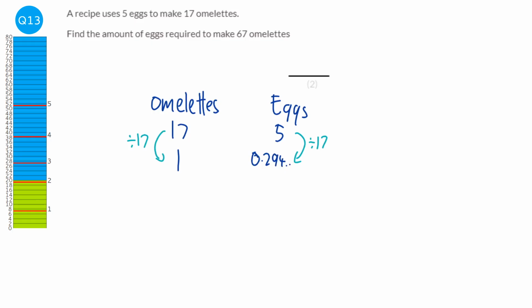Next we want to see how many for 67 omelettes. And to get to 67 from 1 times 67, we do that to the amount of eggs, and we get 19.705 blah blah blah. Now you can't get 0.705 of an egg, we always round with eggs, and we always round upwards, because if you need 19.7, 19 won't be enough, so we need to pick 20 eggs.